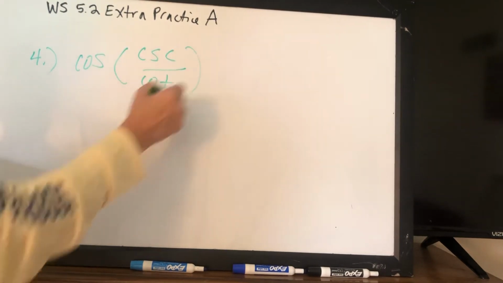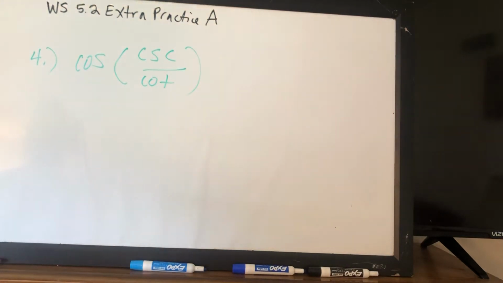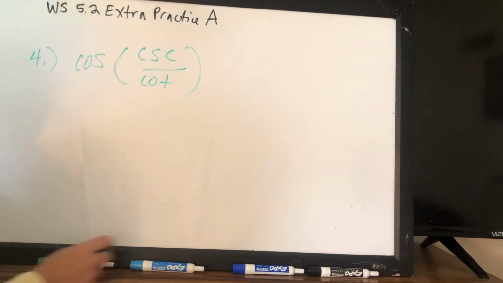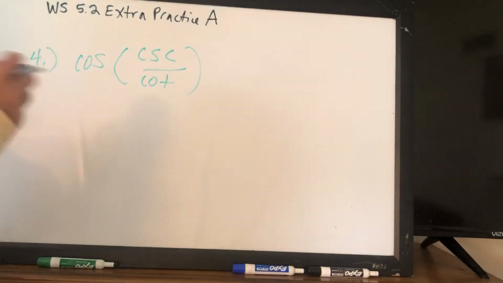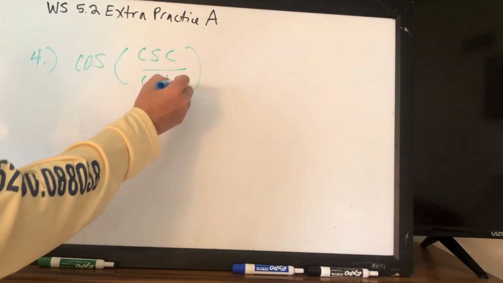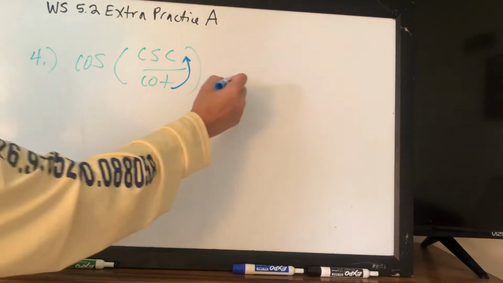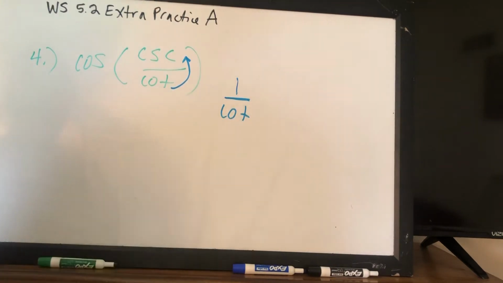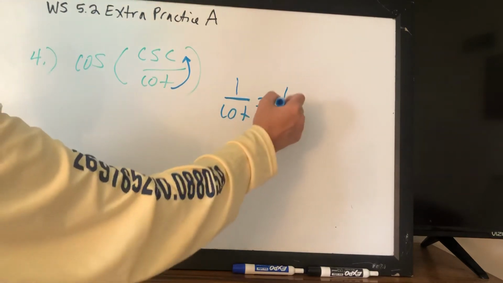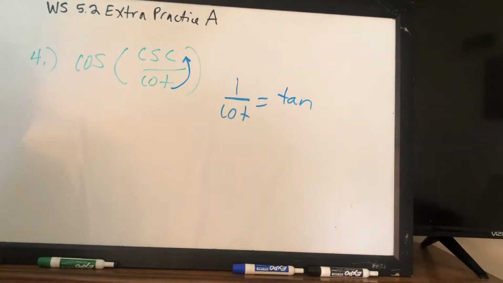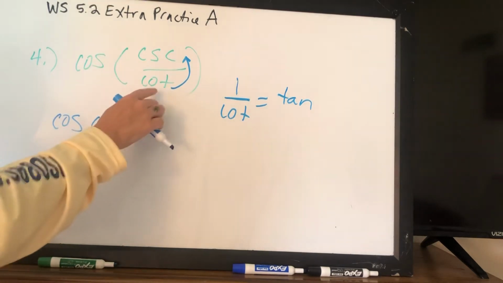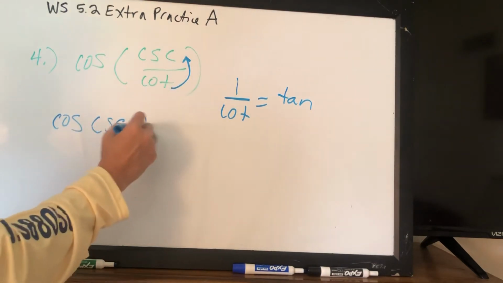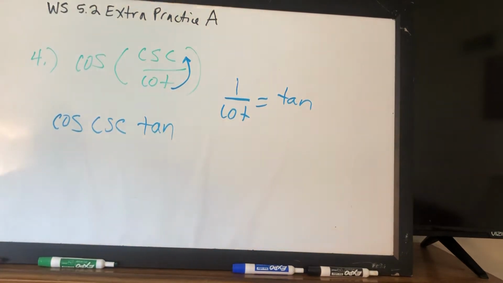Cosecant over cotangent. Several different ways to do this, guys, but again, I think of reciprocal identities. I don't like this fraction, so I'm going to get rid of it. Cotangent in the bottom is the same as tangent in the top. So then you end up with cosine. Cosecant is still up there. Cotangent going up to top becomes tangent. Again, I only do that so that I don't have fractions over fractions.